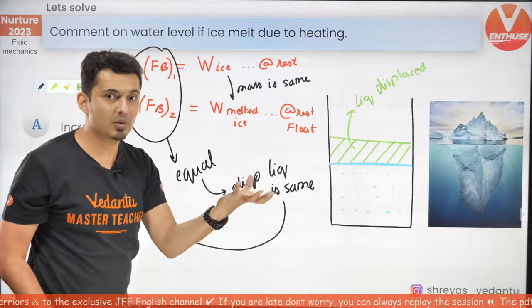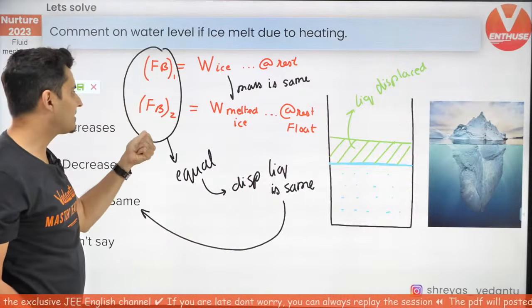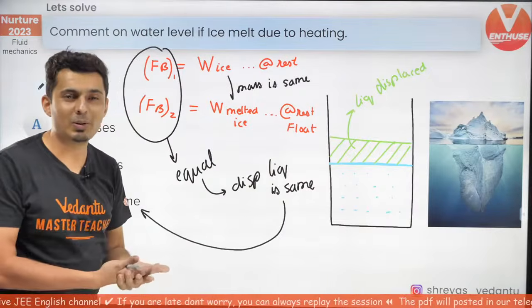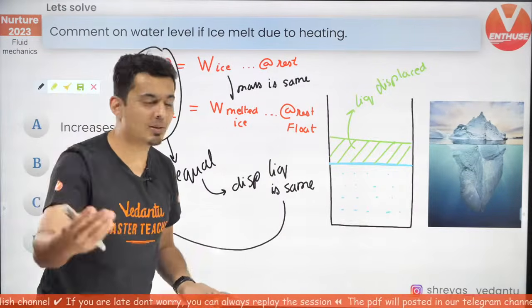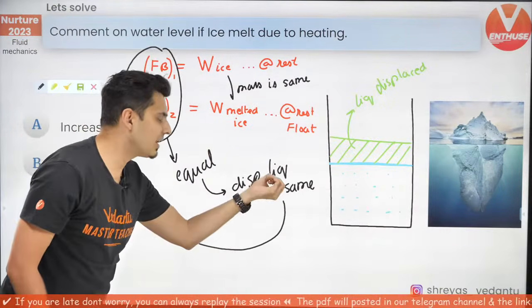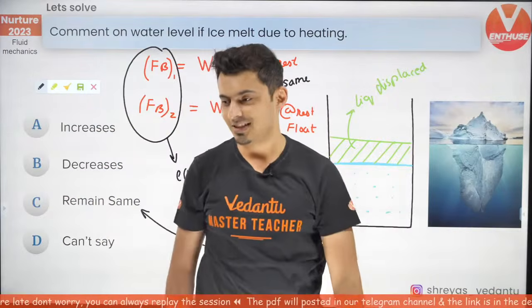Volume might change but the mass won't change. Weight won't change. So LHS is the same. And what is buoyant force going to depend on? It is V rho g, the volume submerged. So the displaced fluid is the same. So the level won't change.